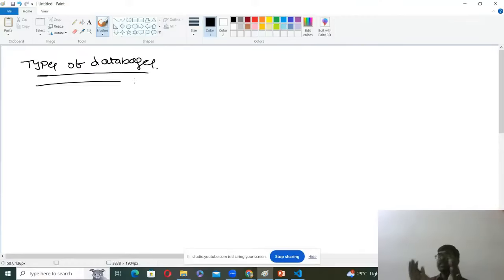So database means organization of data. For example, everyone knows data structures, organization of data. Linear data structures are there, non-linear data structures are there. What is the meaning? Different ways to organize the data.